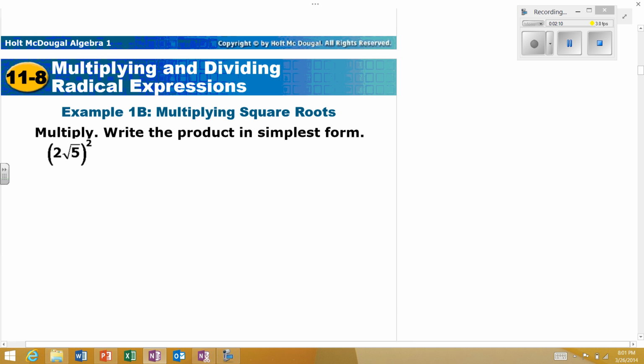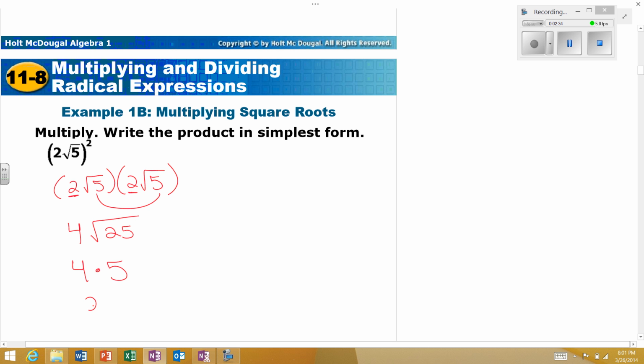Okay, so in this next one, it's saying to take 2 radical 5 squared. So that means 2 radical 5 times 2 radical 5. So we're going to multiply what's in front. So 2 times 2 is 4. And then what you're doing is you're taking what's under the square roots multiplied. So 5 times 5 is 25, which simplifies to 4 times 5, and you get 20.